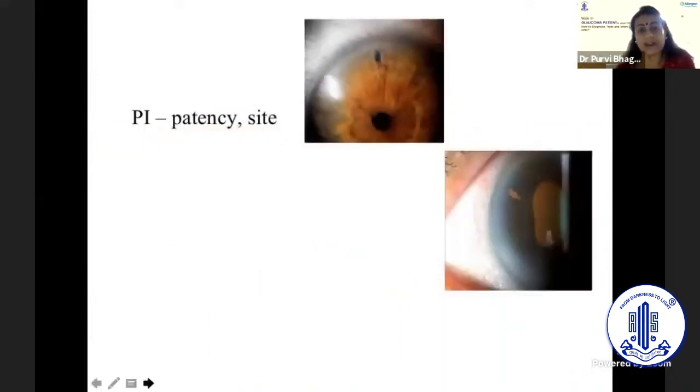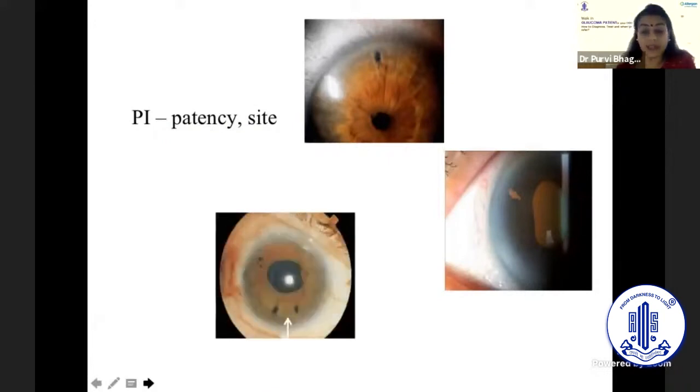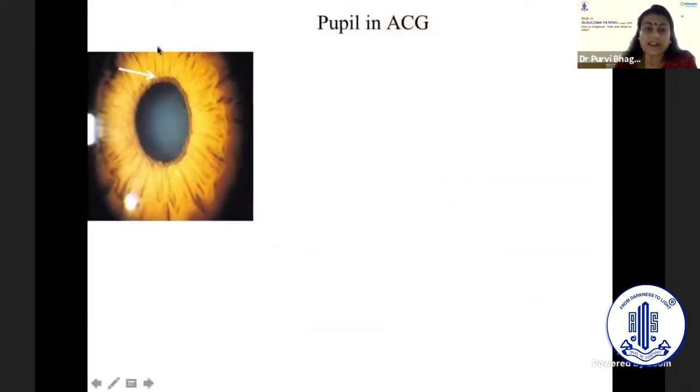The PI patency, again, either by direct examination or through retroillumination, and sometimes even multiple PIs can be there, especially inferior PI in cases of inverse hypopyon. This is a very subtle sign that many of us actually tend to miss.